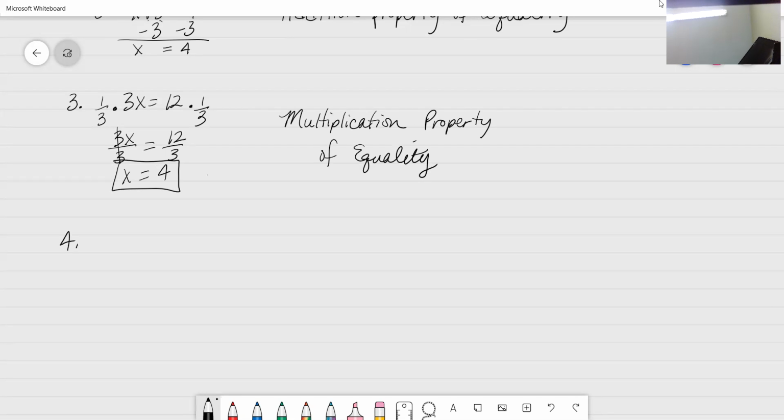All right, number 4, just 2 more. So if we have x divided by 3 equals 12, well, the opposite of division is multiplication. And in this case, the reciprocal of 1/3 is 3. So we multiply both sides by 3. Again, x equals 36. And this one is much easier to see. This is the multiplication property.